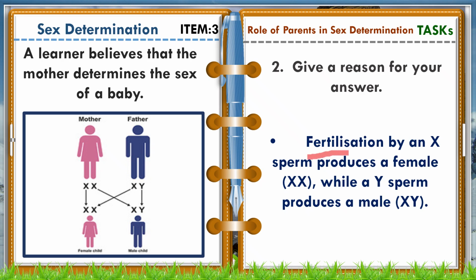Fertilization by an X sperm. This one produces a female who will become XX, while a Y sperm will produce a male who will be XY.